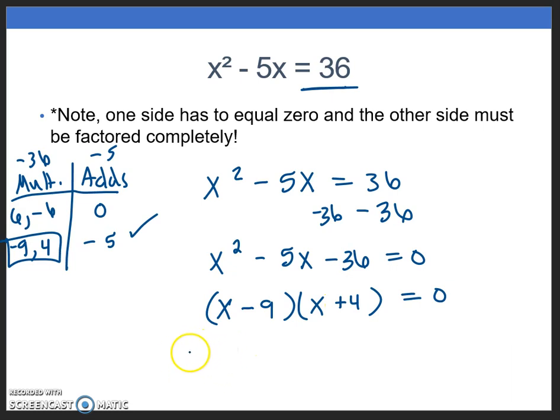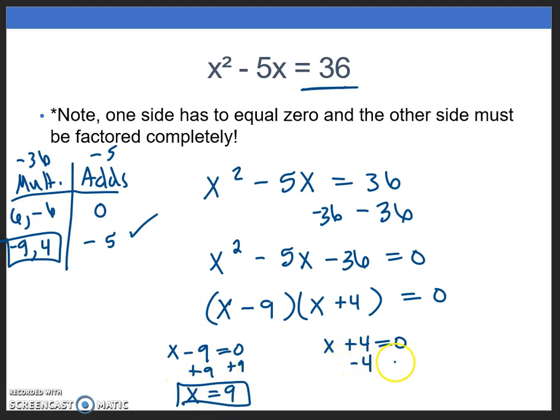So then you can solve your two equations. One is x minus 9 equals 0. The other is x plus 4 equals 0. If I add 9 on both sides, one answer is x is equal to a positive 9. The other one, if I subtract 4, x is equal to a negative 4.